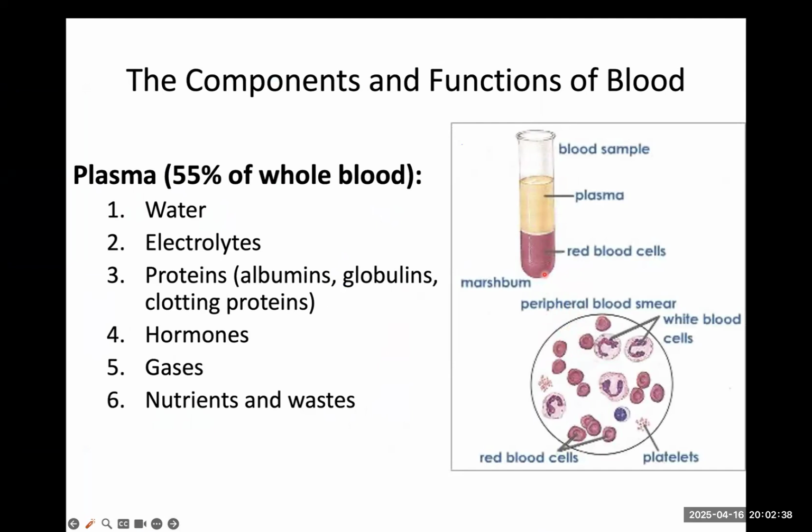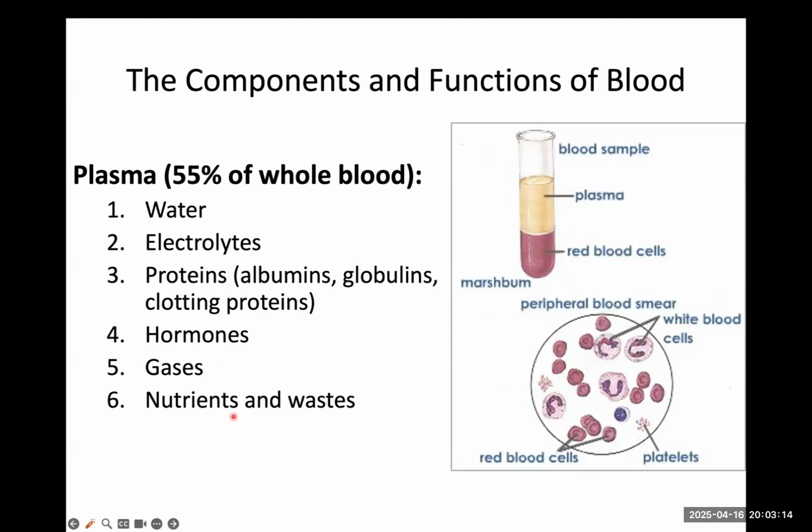So this straw-colored liquid that's on top is what we call plasma, and that's going to make up about 55% of the whole blood. And what's going to be comprised of plasma is mostly water, electrolytes, which are all those salts that you need, like potassium, sodium, calcium, and any type of proteins like albumins, globulins, and clotting proteins that are normally in blood, and whatever hormones are in your system, and then gases like oxygen and carbon dioxide, and then any type of nutrients and waste products.